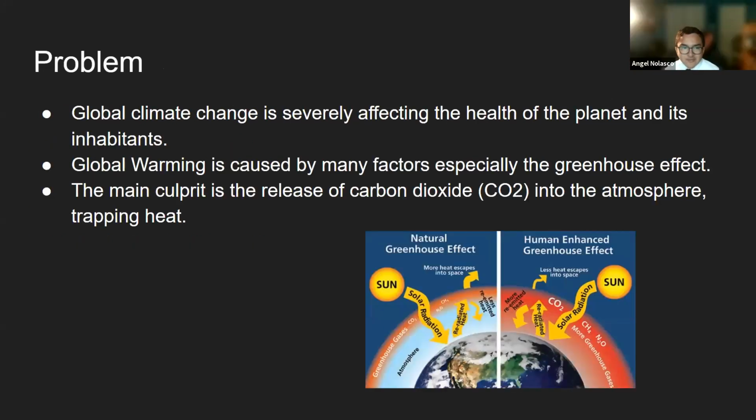The problem we're trying to fix is how global climate change is severely affecting the health of the planet and its inhabitants. Global warming is caused by many factors, especially the greenhouse effect, and the main culprit is the release of carbon dioxide into the atmosphere that traps the heat.